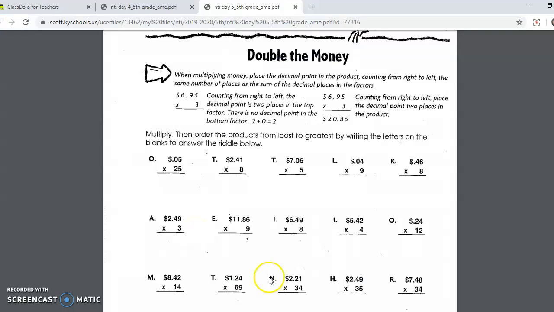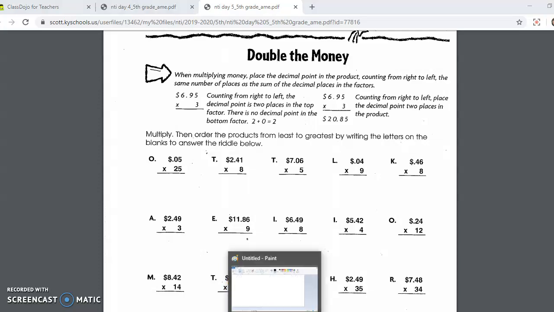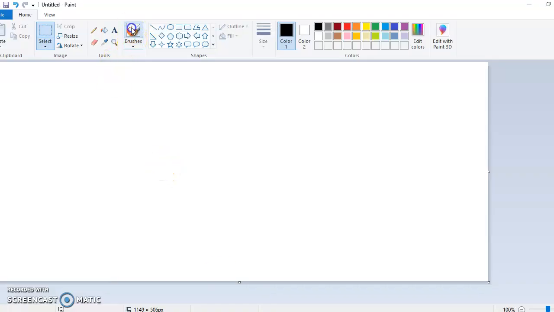Okay, another example here. Let's do, how about $1.24 times 69? Okay, the other thing to do too with these is if your answer is not making sense to you, I would go back and look at where your decimal point is. Okay, because like here, I should have an answer that's greater than 69.